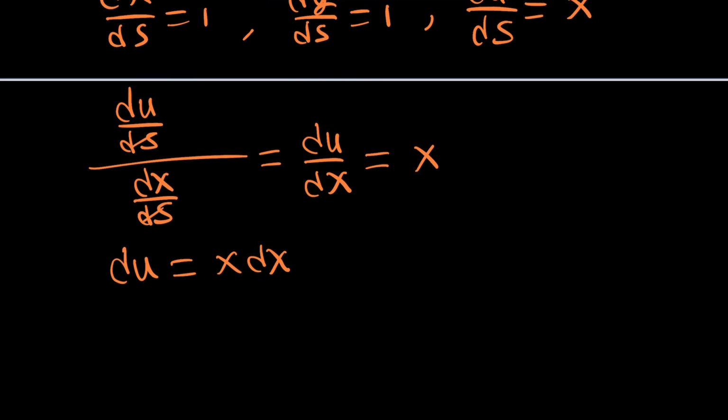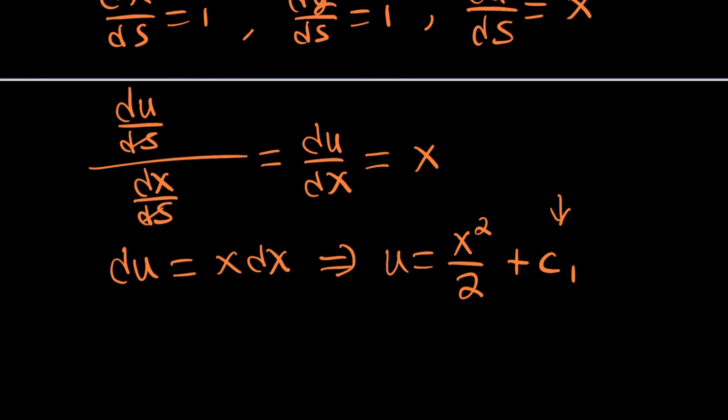Now let's go ahead and integrate both sides. That's going to give us u equals x squared divided by 2 plus c sub 1. One thing to remember is this is an ordinary differential equation, so constants are not going to be functions because we're using a different method. And obviously, c sub 1 can be different for every characteristic.